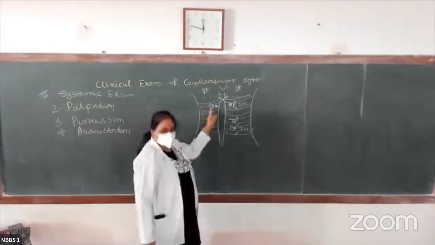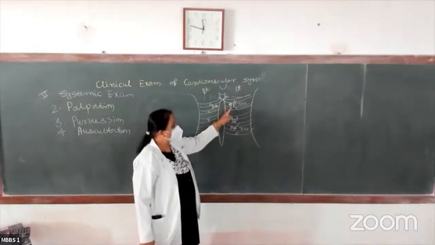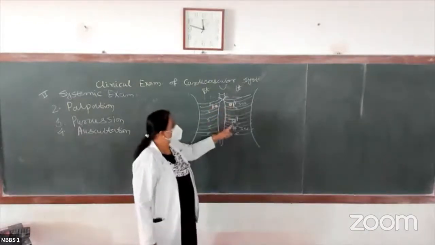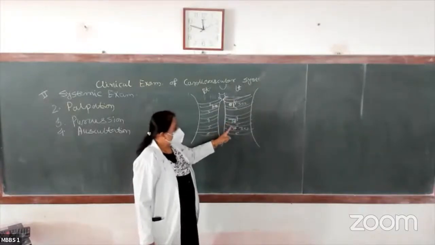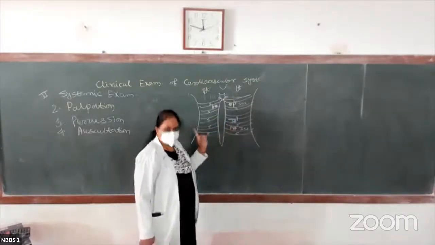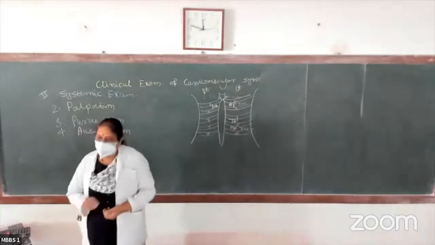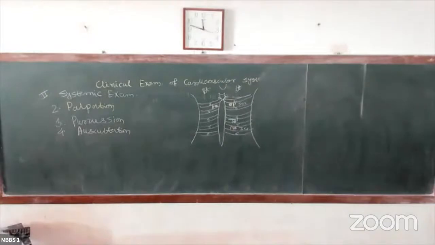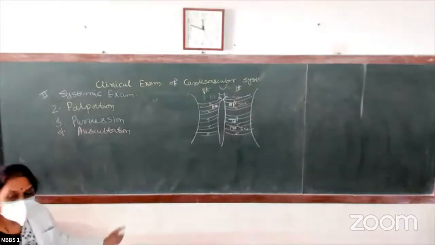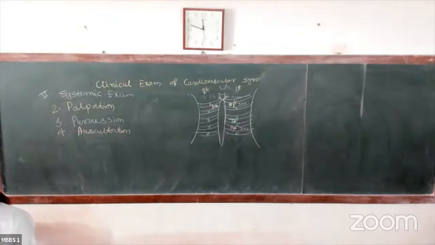So right second intercostal space aortic, left second intercostal space pulmonary, left fourth intercostal space tricuspid, left fifth intercostal space mitral. And we have to check on the areas. For the auscultation, we have to check on the areas, not on the valves, because valves are lying behind the sternum. And only the two sounds, first and second heart sound, are audible with the stethoscope.